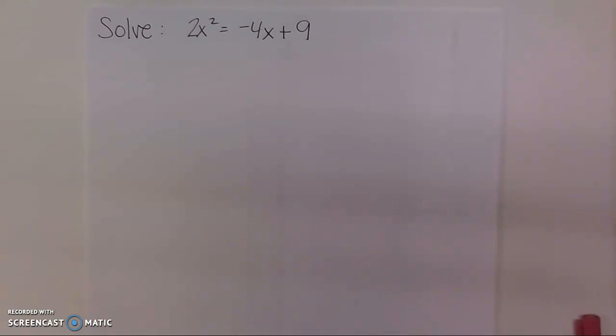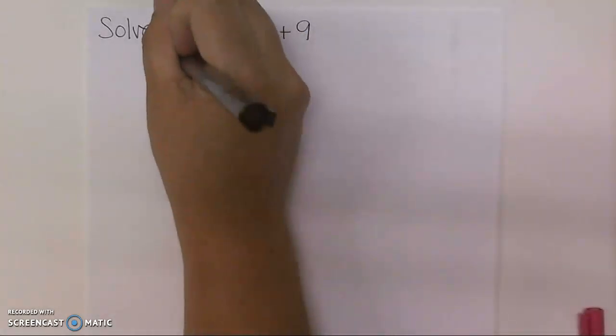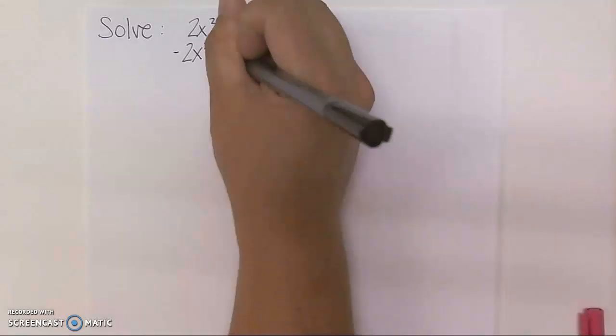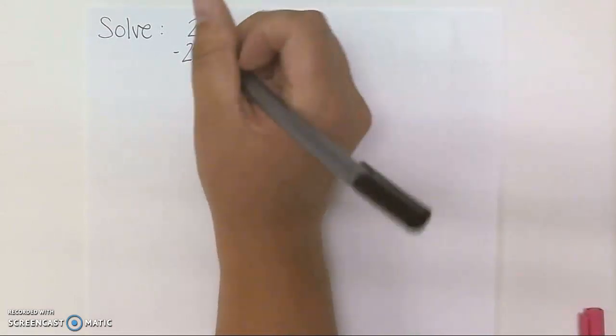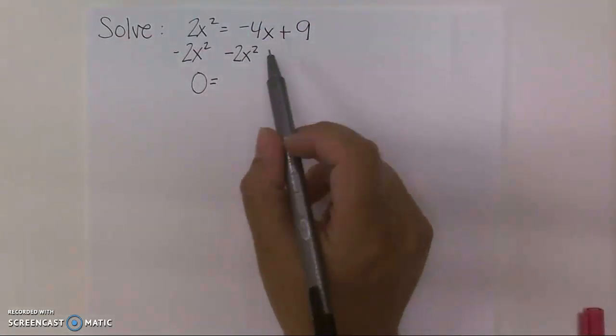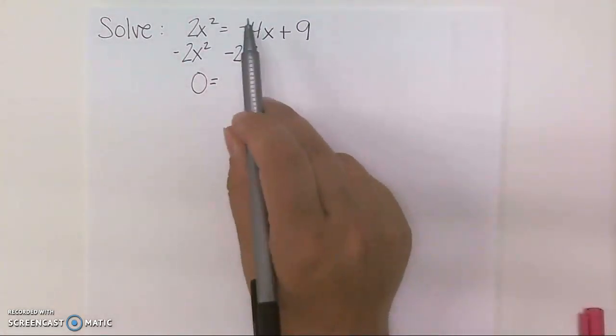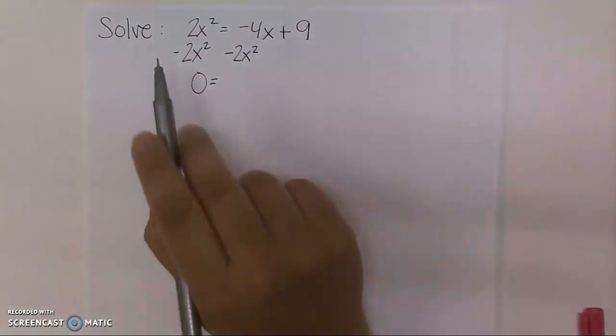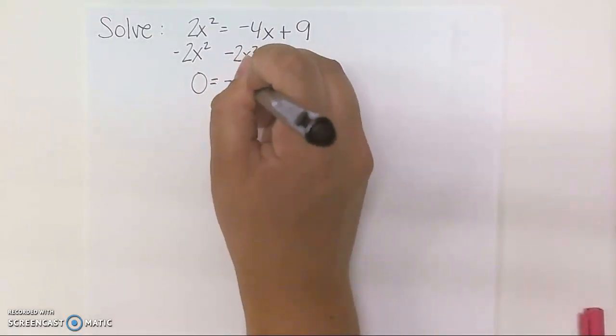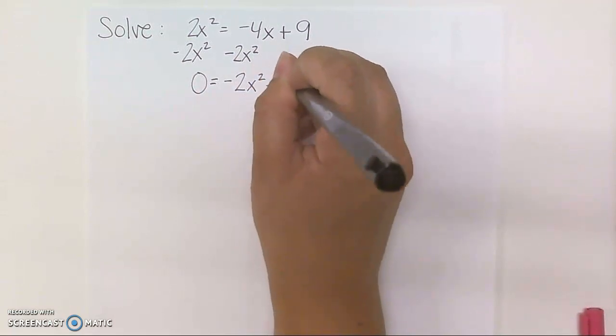So in this video, we're going to talk about how to solve a quadratic using the quadratic formula. In order to solve a quadratic using the quadratic formula, we have to make sure that our equation is set equal to 0. So the first thing I'm going to do is subtract 2x squared from both sides. Hypothetically, you could move the negative 4x plus 9 to the other side, but I'm lazy, and so I'm going to choose to move one thing instead of two.